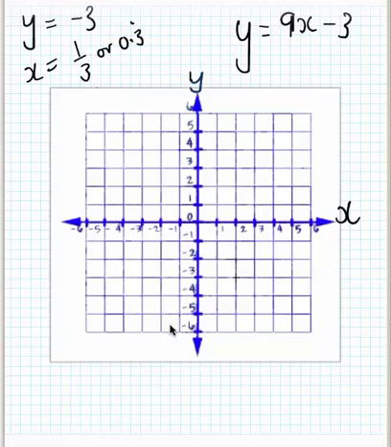Okay, so we've got our graph here. So we found the y-intercept when y is -3. So go to the y-axis, find -3 and plot the point right on the y-axis. And we know here x is 0. And the x-intercept is a third, or to have a decimal value, it's 0.33333.